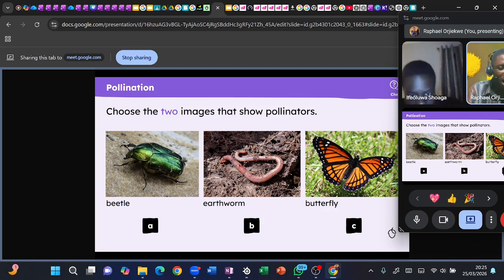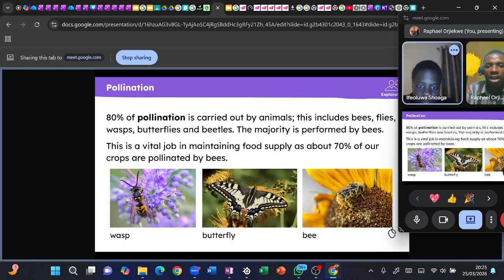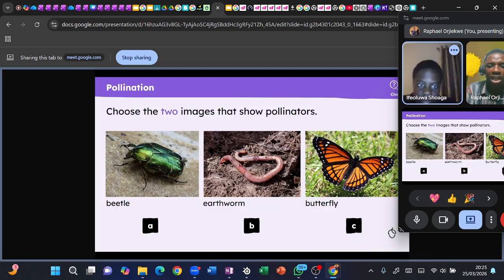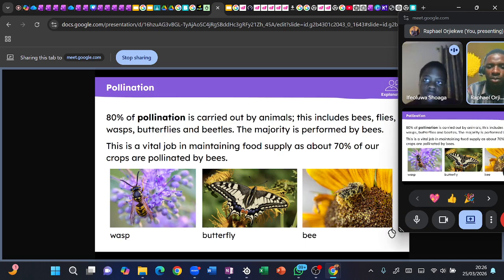How will an earthworm move so fast from one plant to another plant? Remember we talked about insects, that insects are pollinators. Look at the previous slide. They are mostly insects that are pollinators. Earthworms are decomposers and they are not pollinators. So the answer is A and C, beetle and butterfly. Other pollinators we talked about earlier are wasp and bee.